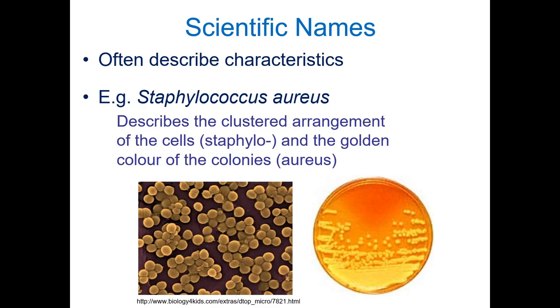So again, we always have this two-part naming system. It's referred to as the binomial naming system, bi meaning two. So for Staphylococcus aureus, again, the first part is the genus. That's going to be capitalized. The second part is the specific epithet. That is not going to be capitalized. Staphylococcus describes the arrangement of the cells and the shape of the cells. Coccus means spherical. Staphylo means clustered. And then the second part, aureus, refers to the golden color of the colonies.